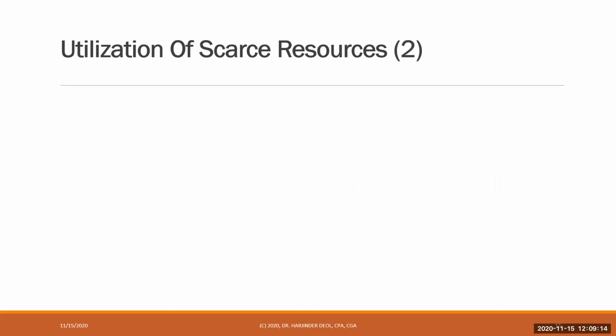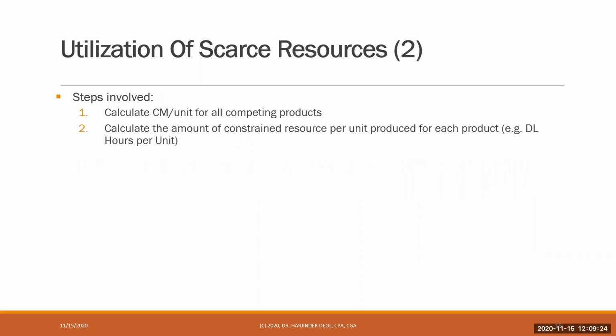So there are a few steps involved in a typical problem. You want to first calculate the contribution margin per unit for all the competing products. You will then calculate the amount of the constrained resource per unit produced. So if it's direct labor hours, then you'll calculate how many direct labor hours are needed for each unit. You want to divide the answer in part 1 by that in part 2 to get the contribution margin for each direct labor hour.